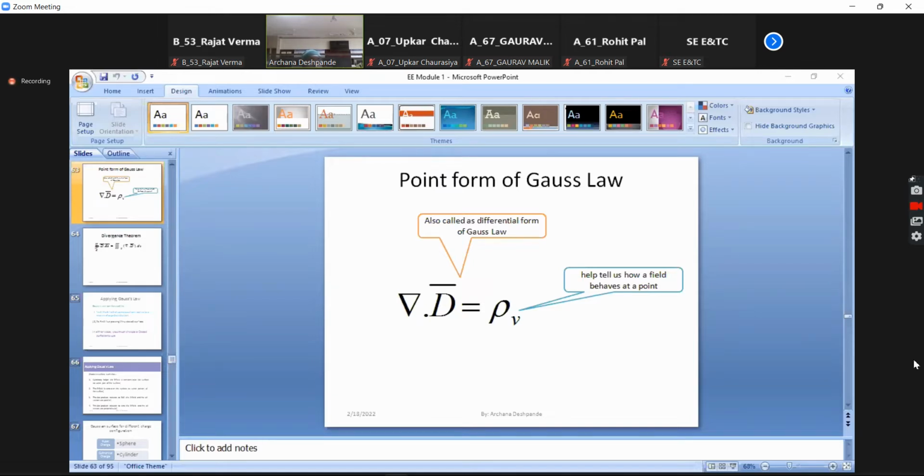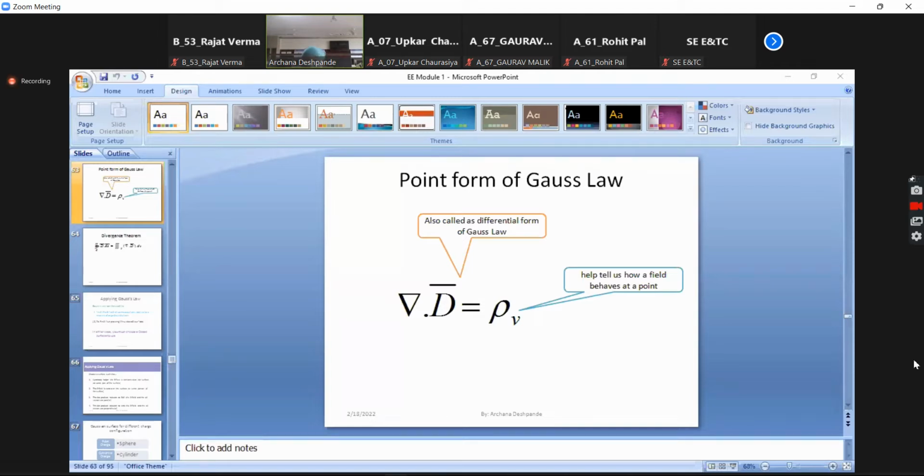Again, there is a limitation. Every time it is not possible to imagine a Gaussian surface and calculate the electric field, because all the phenomenon is happening at a point. When I say the electric field at a point, I'm interested in what is happening at that point, how much flux is passing. So the Gaussian surface you have assumed, which encloses that point, has to be reduced so much that it reduces to a point.